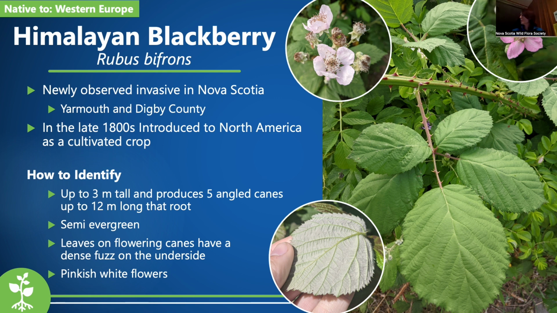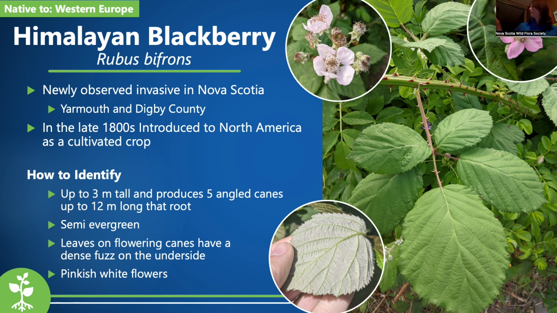Another distinctive feature of it is the underside of the leaves. So the compound leaves are a palmate structure, but they also have on the underside this dense fuzziness that gives it almost like a silverish coloration. And our native blackberries do not have that coloration with that particular compound shape.